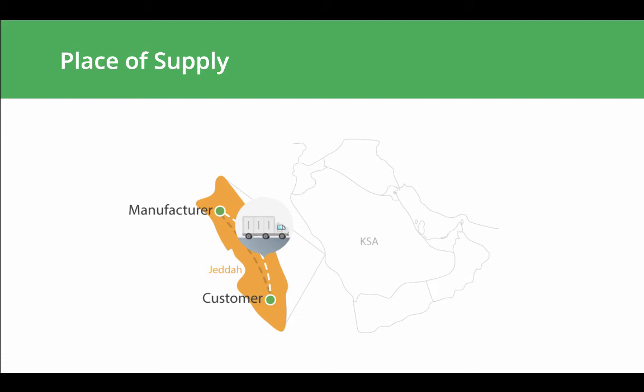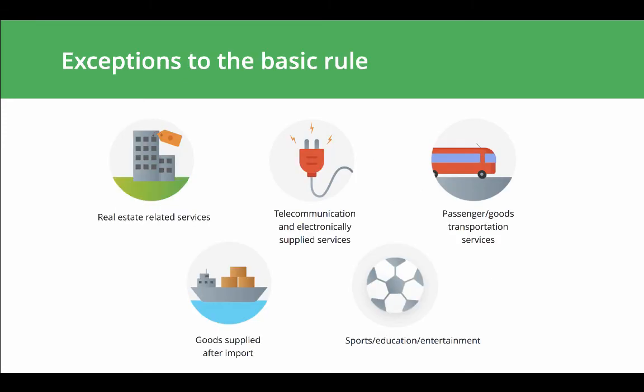So based on your place of supply, you can determine whether VAT is applicable on the transaction or not, and if it is applicable, you can determine the rate of VAT that is applicable, which is 5%, 0%, or exempt. So this is the basic rule, and it always applies unless overridden by a special rule. So there are certain special situations for which the place of supply is determined on a different basis.